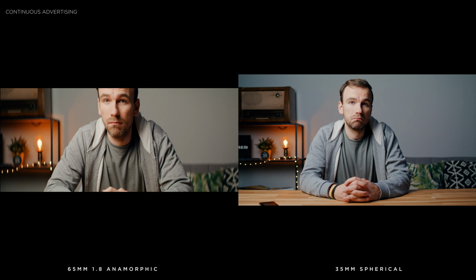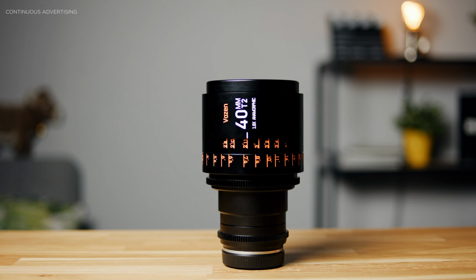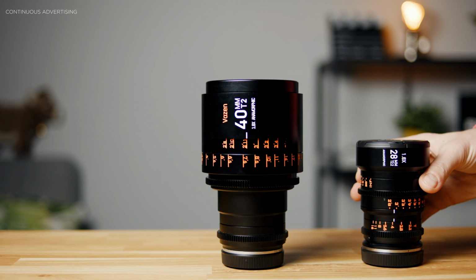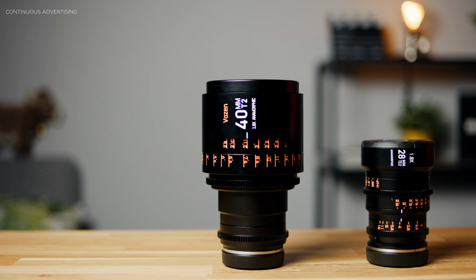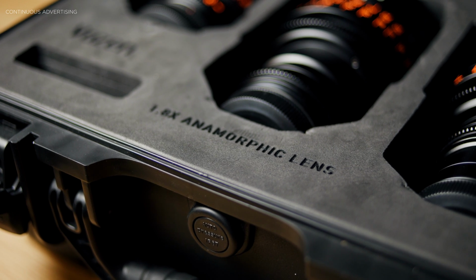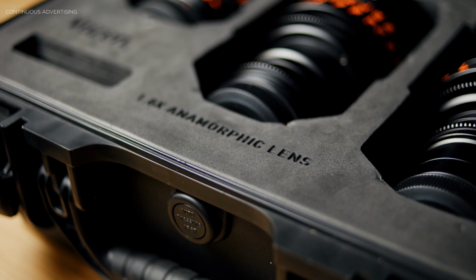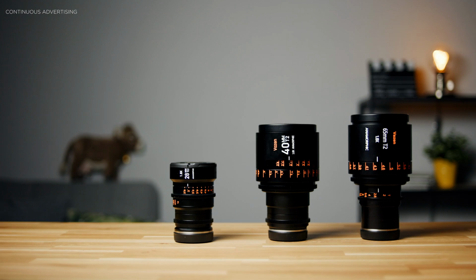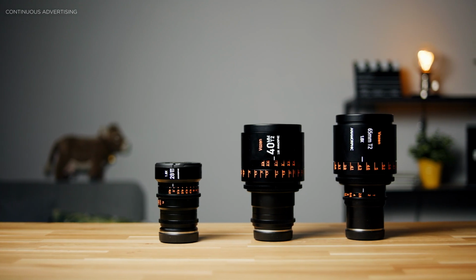Personally I like the 65 the most, and the 40 was also nice, but I felt like the 28 had less of that anamorphic character in terms of flare and bokeh. All in all the VAZENs are solid anamorphic lenses, but personally I see the use case more in music videos or narrative work than in corporate and commercial work, which I mostly do.